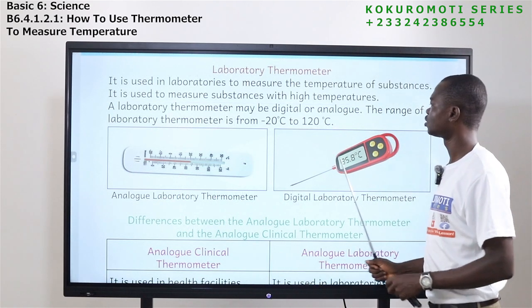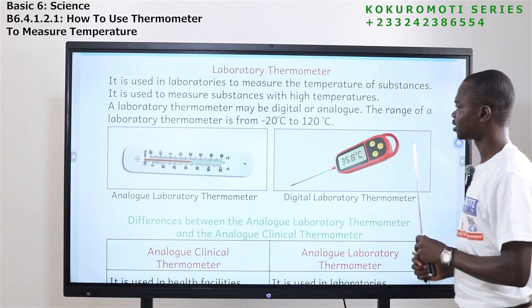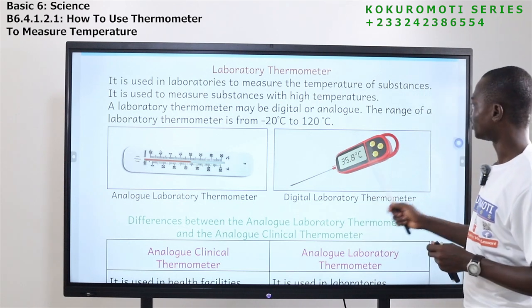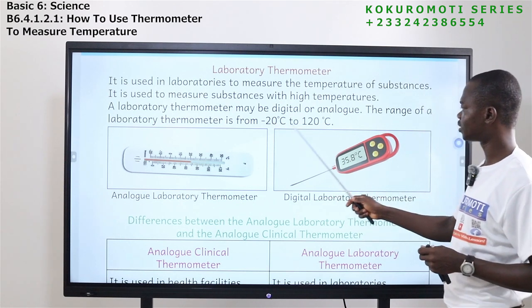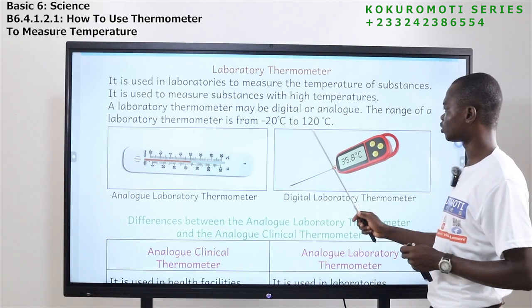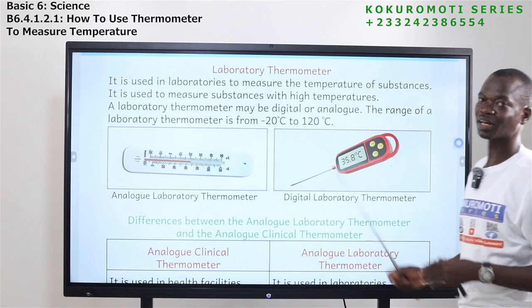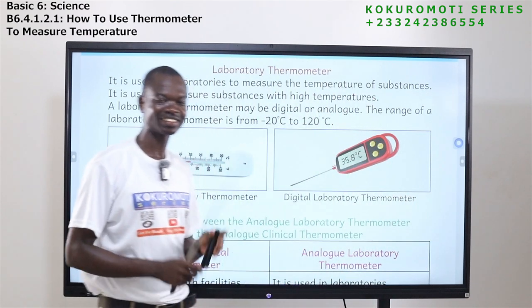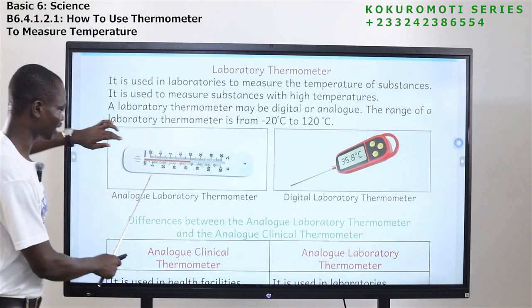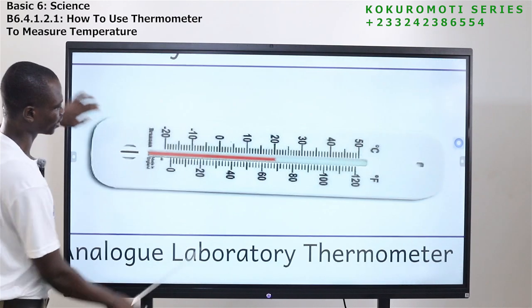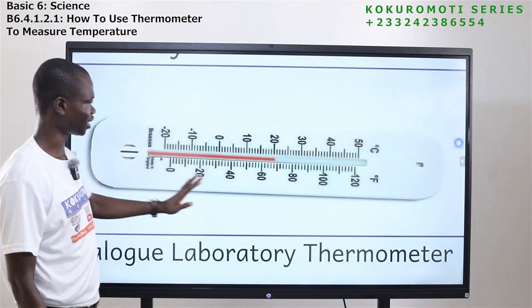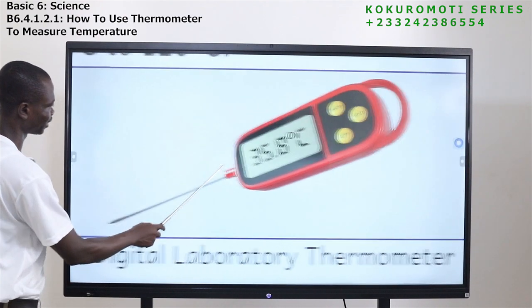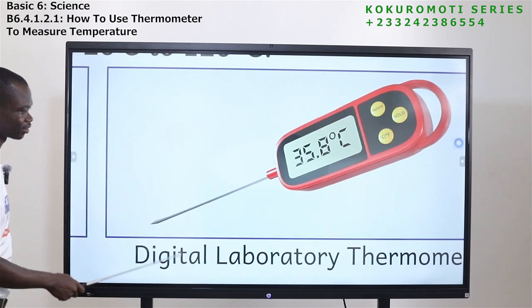The range of the laboratory thermometer varies. So here we have -20 degrees Celsius to 120 degrees Celsius. Some has -10 to 110 degrees Celsius. It varies. So let's look at them. This is the analog type. This is the analog. And then this is digital. Okay.